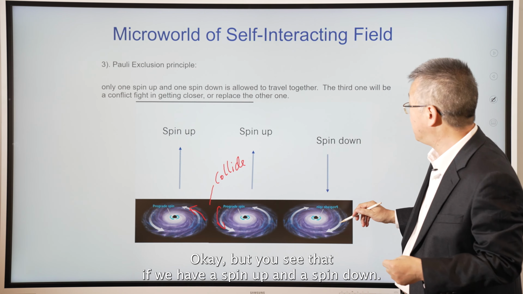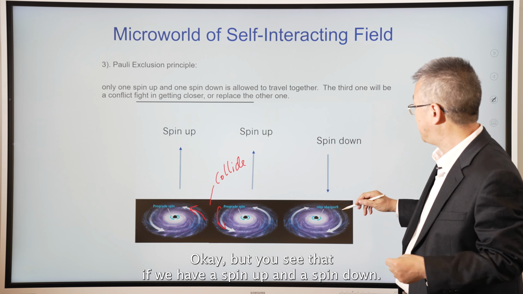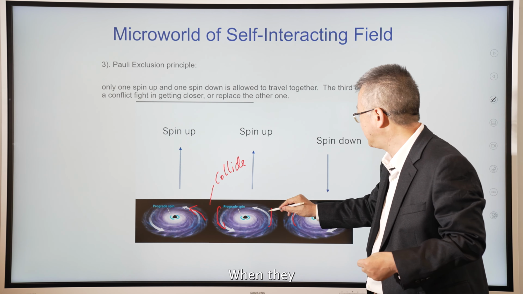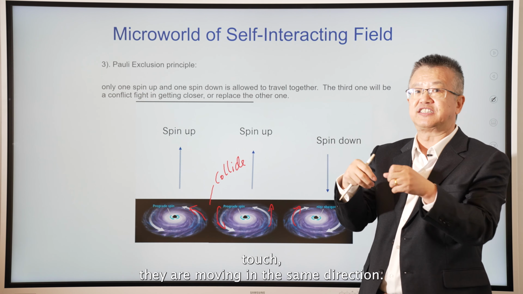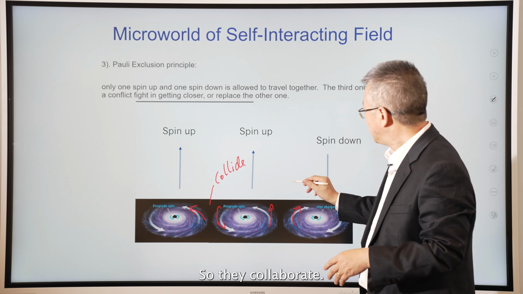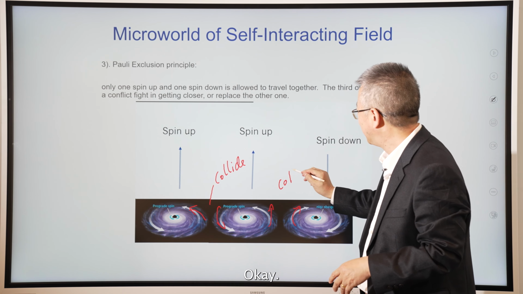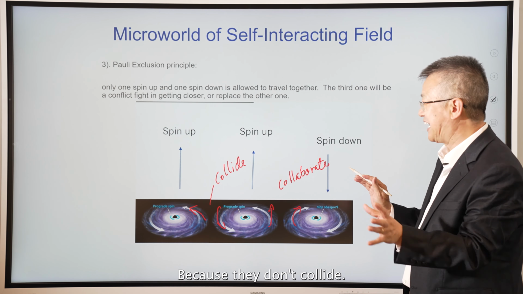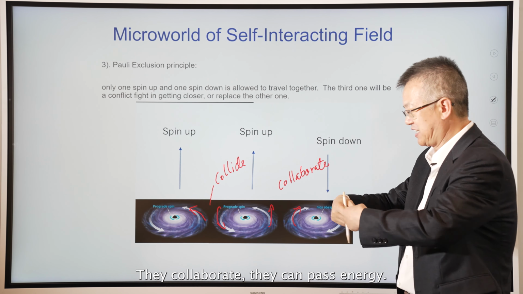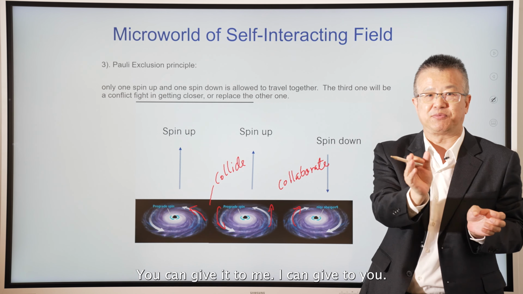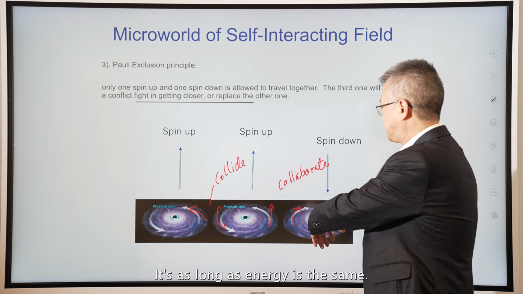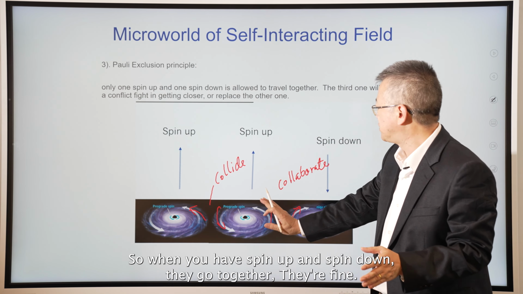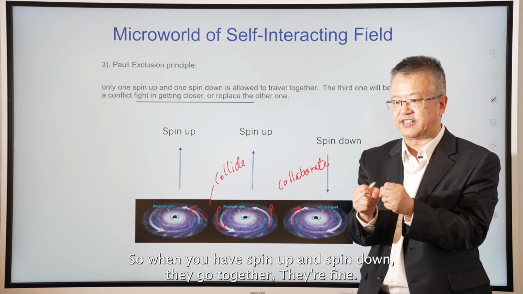Okay, but you see that if we have a spin up and a spin down, it's like that. When they touch, they're moving in the same direction. So they collaborate, okay? Because they don't collide. This, they collide, they collaborate. They can pass energy, you can give to me, I can give to you. As long as the energy is the same, they are fine. So when you have spin up and spin down, they go together, they're fine.